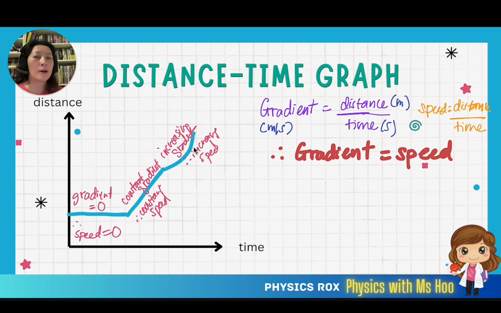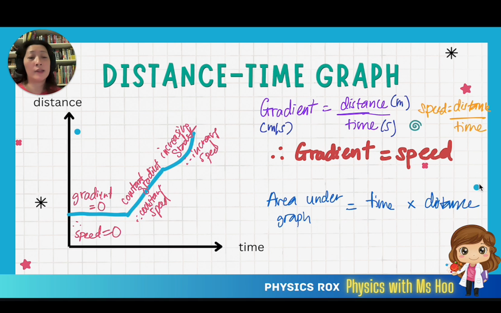Now, for those of you who are wondering, what about the area under the graph? Let's take a look. So in the earlier slide, I wrote area under the graph is x times y. In this case, x is time and y is distance. So going to replace that with time multiplied with distance. Is there any variable you know which is equivalent to time times distance?